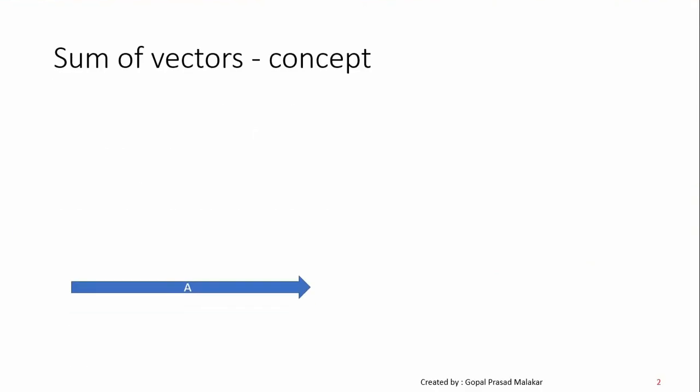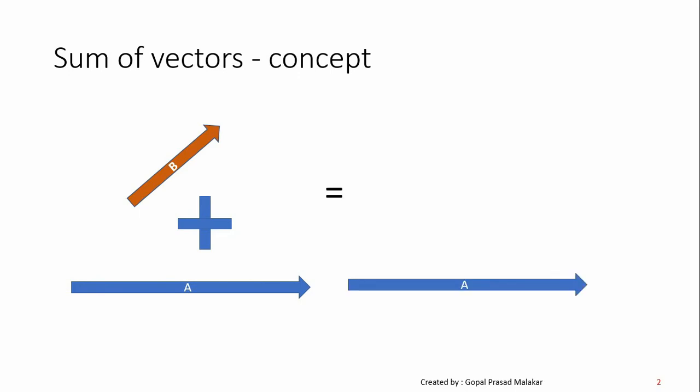So let's get started. If there is a vector A and there is another vector B and you have to find the sum, what you do is on vector A, on the tip or terminal point, you put vector B, and then from the base of the first vector, the starting point of the first vector, to the terminal point of the last vector, that's what gives you the sum of vectors.